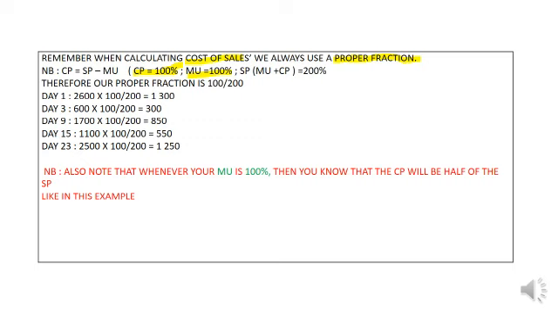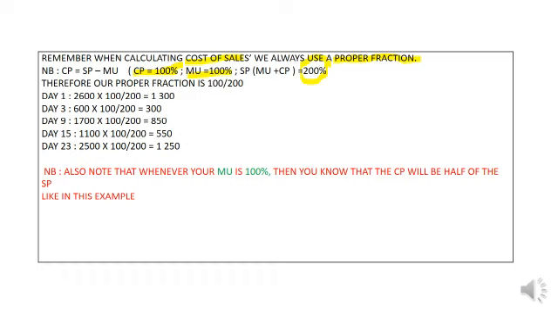Now this is the amount that you are dealing with, to decide whether you use a proper fraction or an improper fraction. Since I've already told you we use a proper fraction from this, remember 200% is the same as saying 200 over 100.